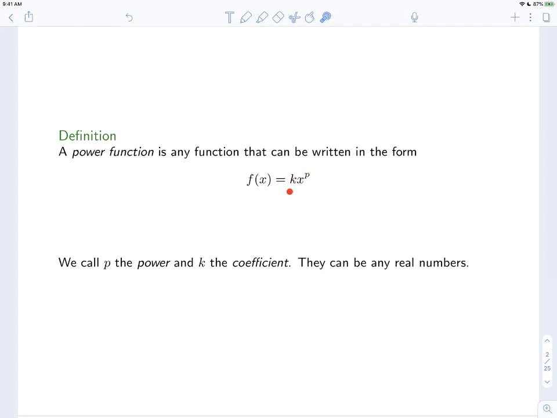k is a constant. We call k the coefficient. x is a variable, and p is another constant. p is called the power. k and p can be any real numbers.